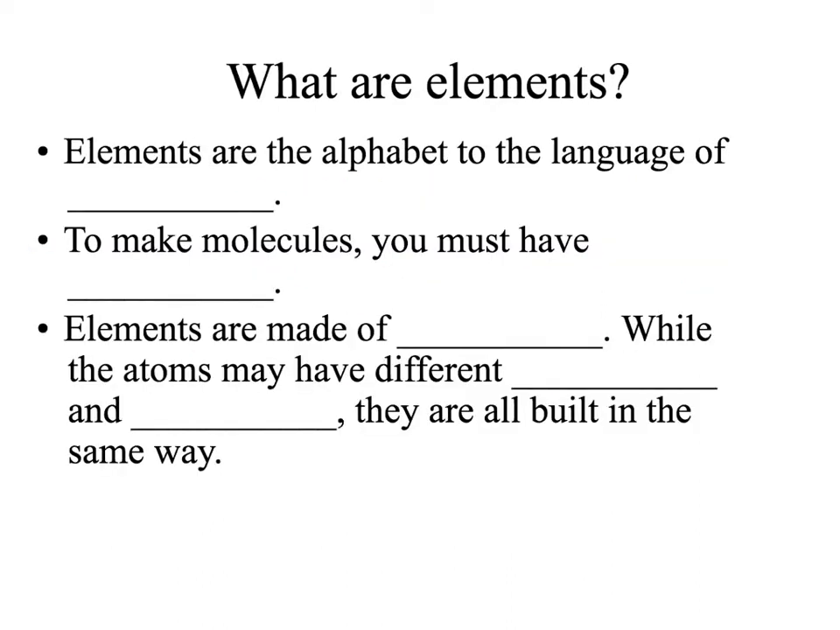Now that we know what atoms are, what are elements? Well, elements are the alphabet to the language of molecules. So what that means is that elements are the things that we put together to make molecules. Just like letters are the things we put together to make words, right? To make molecules, you must have elements. You can't have a molecule without elements. Now, elements are made up of atoms.